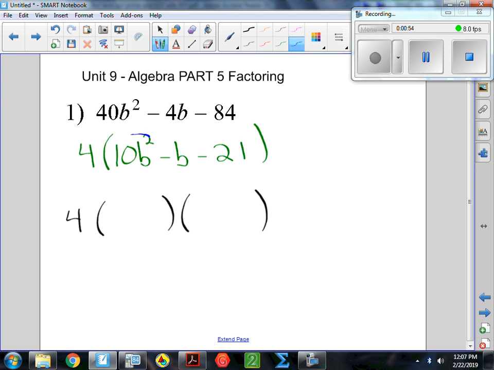What I've taught you guys in class is that this first number, 10, is going to break down into one of the ways that we could do it. We could either do 1 and 10 or 2 and 5. And those numbers are going to have to go in the first spot in each parentheses because when you multiply it out, when you distribute it, when you FOIL it, that's what happens. You multiply the first number in each parentheses together and it always ends up being that first term. I'm going to start with 2b and 5b.